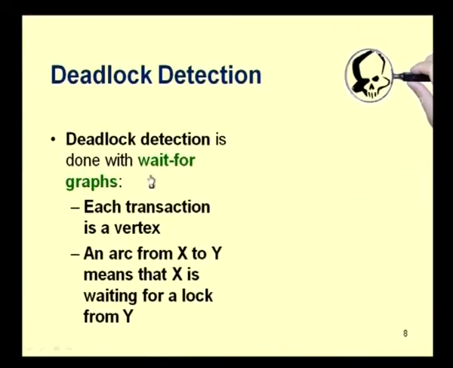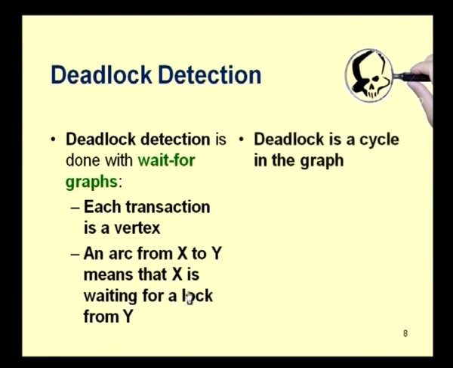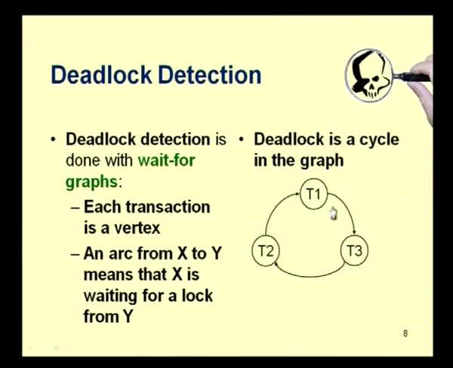First, let us look at how to detect deadlocks, which is important. Before we do anything, we should know whether a deadlock has occurred or not. For that we do deadlock detection, which is done with what are called wait-for graphs. In a wait-for graph, each transaction is a vertex, and an arc from x to y means that x is waiting for a lock from y. A deadlock is a cycle, and if there is a cycle in this wait-for graph, it is called a deadlock. This is a deadlock because T1 is waiting for T3, T3 is waiting for T2, and T2 is waiting for T1.